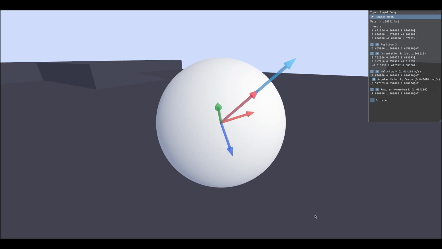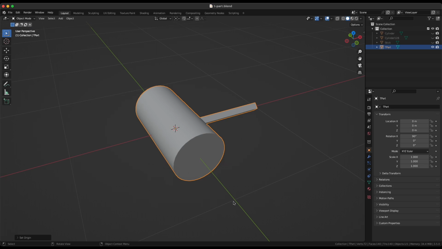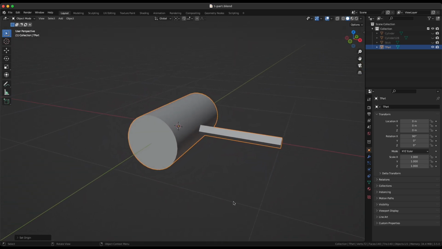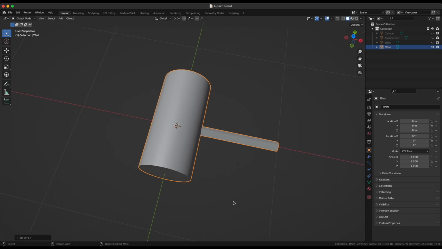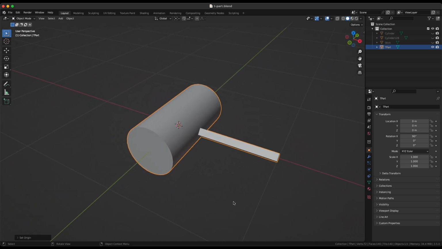As a final, non-convex test, I wanted to use the screw thing you saw in my last episode. It consists of a cylinder and a long cuboid attached to it. At this point, I want to emphasize the importance of the mesh triangle winding order.